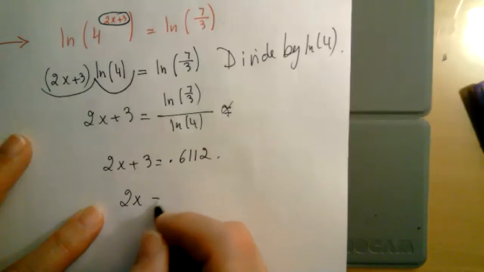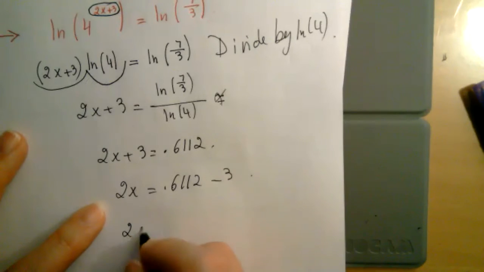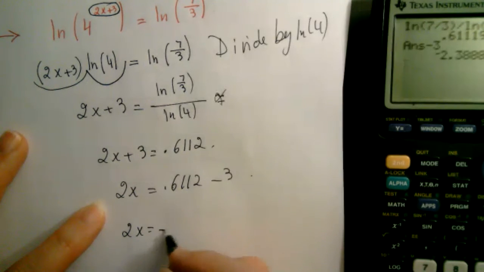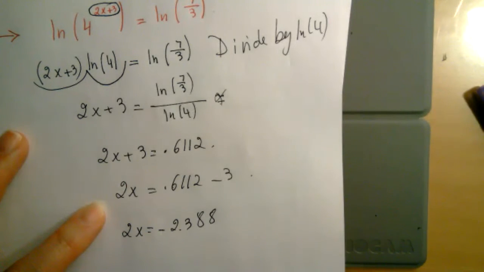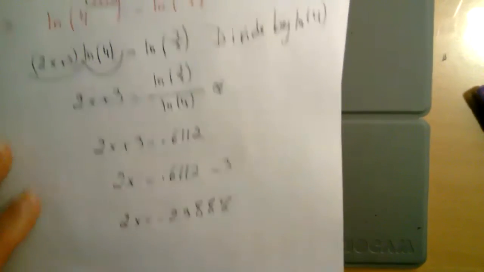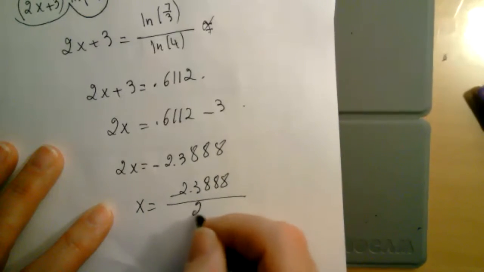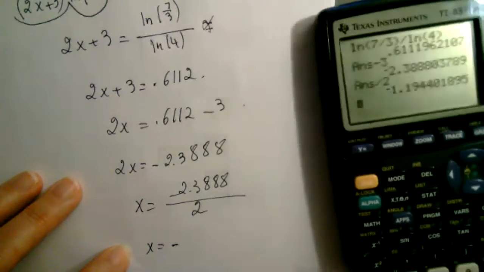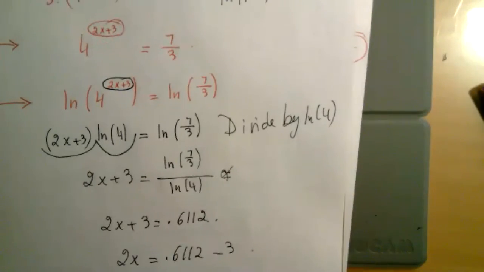At this stage, it's simple. I take away the 3 from both sides. I compute that. Minus 3 is going to give me minus 2.388. Sorry, 2.388. And then I divide by 2, and that's what's going to give me x equal 1.194. That's enough approximation.